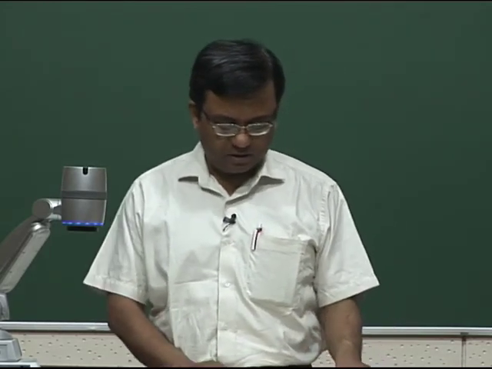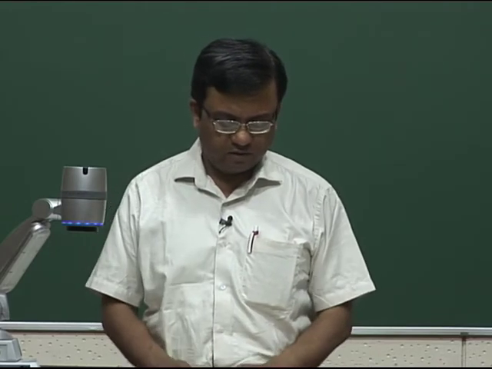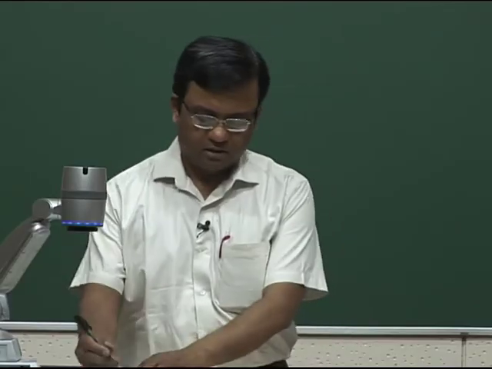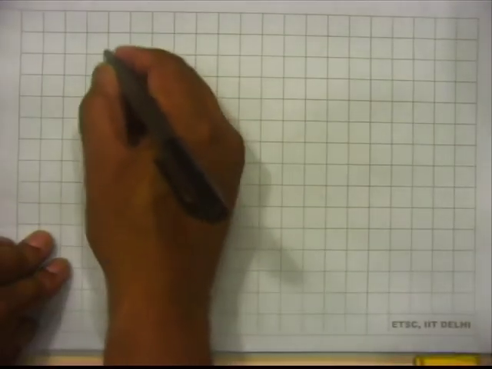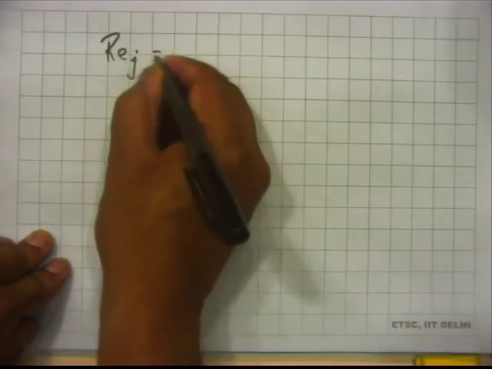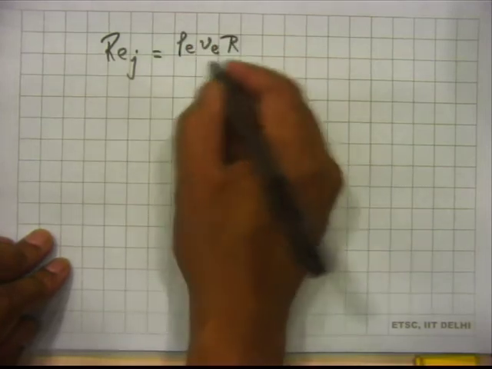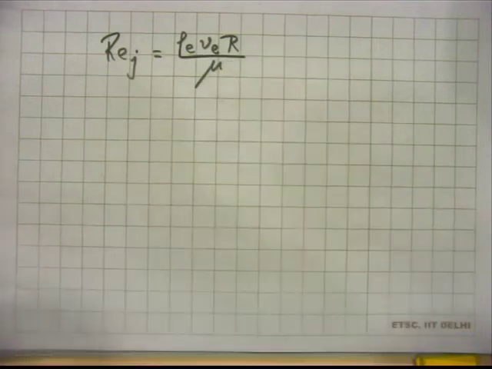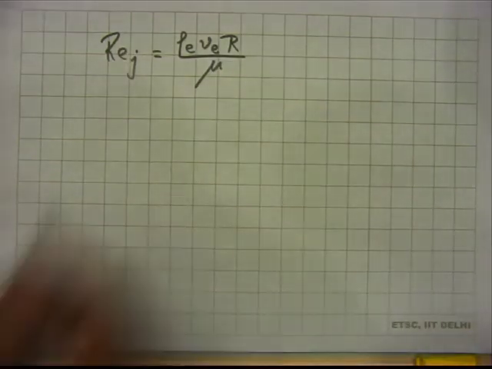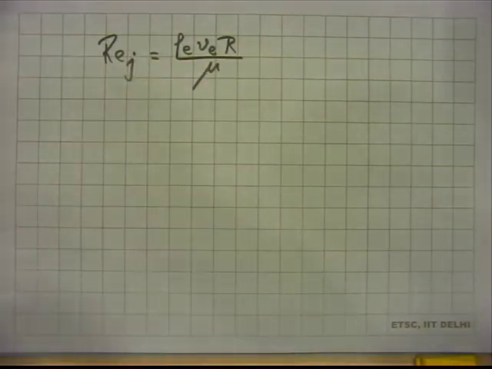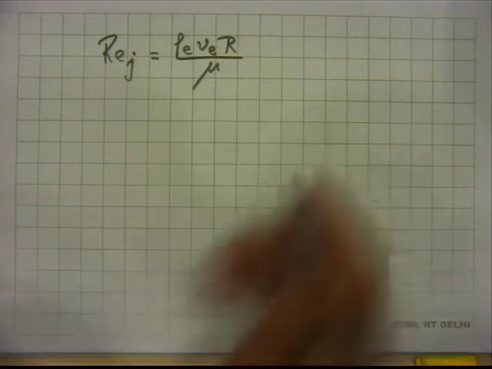And there are some quantities which we can also define with respect to these jets. One is the jet Reynolds number, Re_je, with E for exit, J for jet, so that we can understand the notation. So this is the jet Reynolds number.